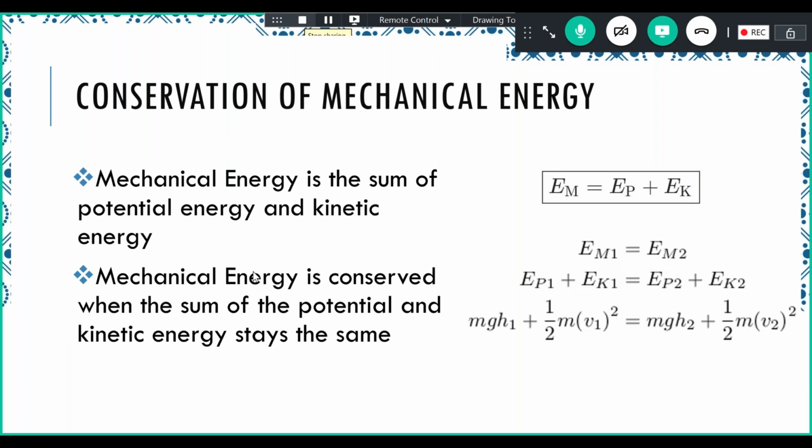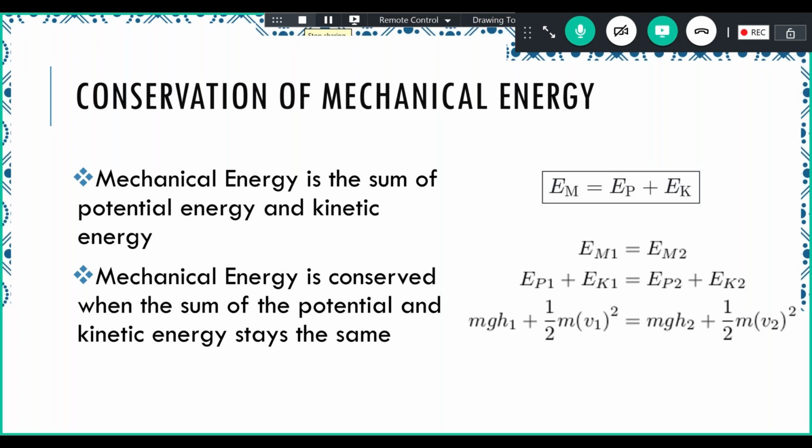So a big thing that we talk about is the conservation of mechanical energy. And mechanical energy is basically just talking about potential energy and kinetic energy. So those two. On the right-hand side, we have EM, which is the total mechanical energy, EP is the potential energy, and EK is the kinetic energy. So we're saying that mechanical energy equals the potential energy plus the kinetic energy.